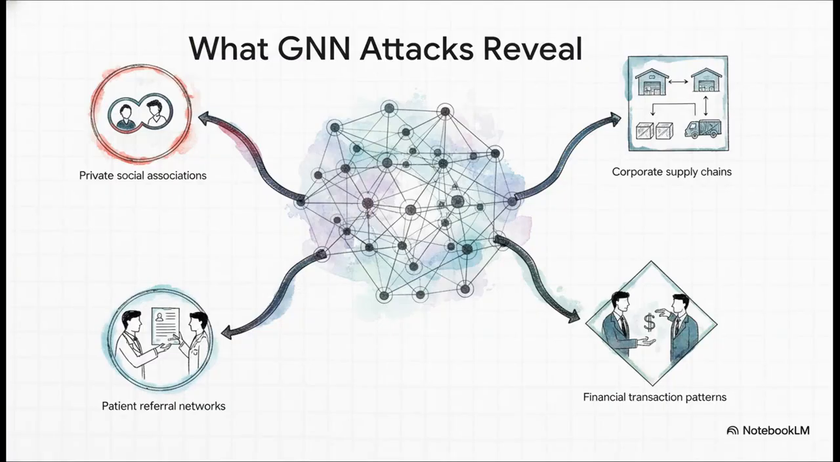So, why should you care? Because when an attacker reconstructs one of these graphs, they don't just get a list of names or numbers. They get the whole story. They get the context. Suddenly, private friendships are exposed. Confidential business deals are out in the open. You could see sensitive patient referrals or even the entire secret supply chain of a major corporation. The potential for damage here, it's just immense.